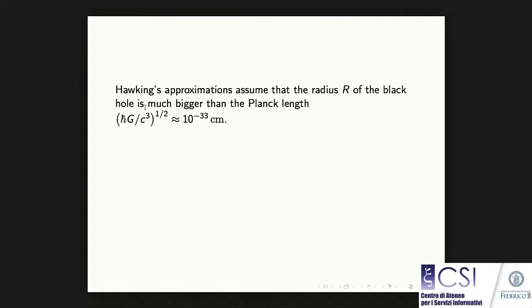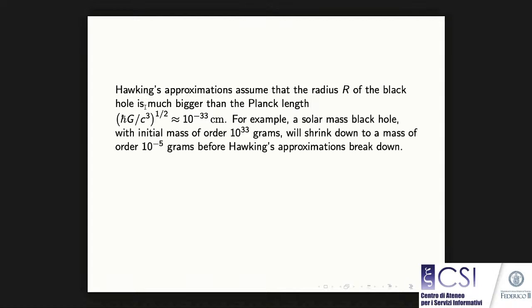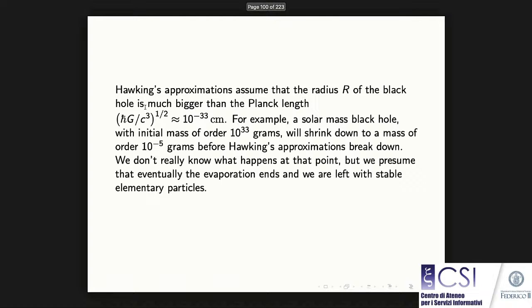Now, Hawking's approximations assume the radius r of the black hole is much bigger than the Planck length because he ignored fluctuations in the geometry, which would be important near the Planck length. And Hawking's approximations are good for as long as that's true. For example, a solar mass black hole with an initial mass of 10 to the 33 grams will shrink down to a mass of order 10 to the minus 5 grams before Hawking's approximations break down. We don't really know what happens at that point, but we presume that eventually the evaporation finishes and we're left with stable elementary particles.